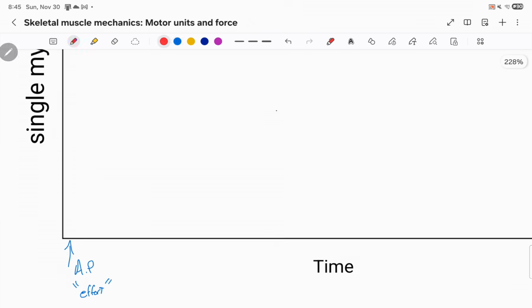So let's say I launch one action potential here. And of course, after the latent period, I get one twitch. This is a single twitch, the contraction phase, the relaxation phase. Let's say I launch another action potential and I get a second twitch. But let's just say as this is coming down, before it has fully relaxed, I launch another action potential.